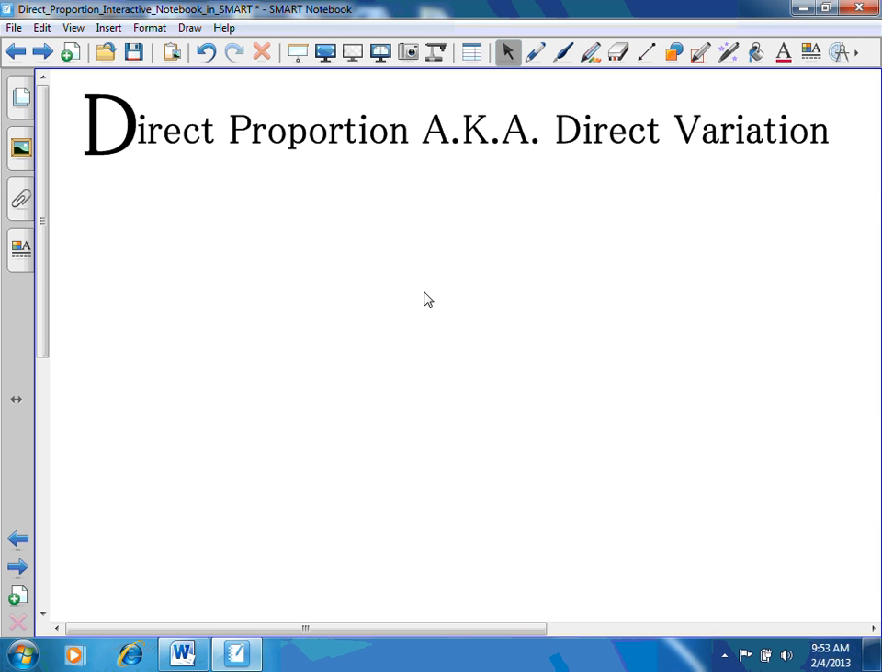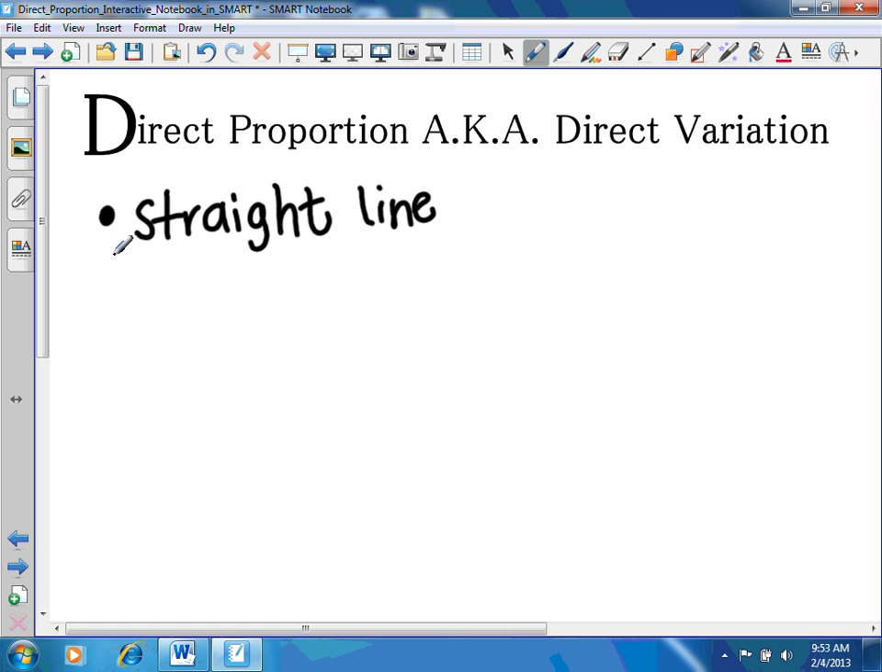Underneath that heading, we're going to take some notes. You don't need gobs of glue, just a couple of dots. Paste it down. Underneath the heading, I want you to make a bullet point, and we're going to put straight line. A direct proportion, when you graph it, is a straight line. And this shouldn't take up a lot of space. Write directly underneath the title, don't write huge.